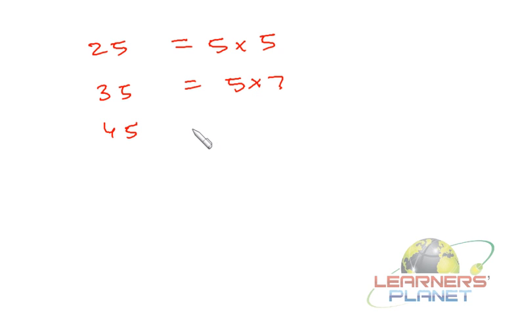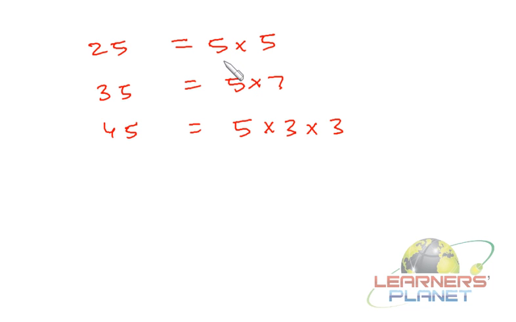Now suppose I have three numbers, that is 25, 35 and 45, and let's find their HCF. Now 25 can be written as 5 into 5, 35 can be written as 5 into 7, and 45 can be written as 5 into 3 into 3, that is 5 3s are 15, into 3, that is 45.